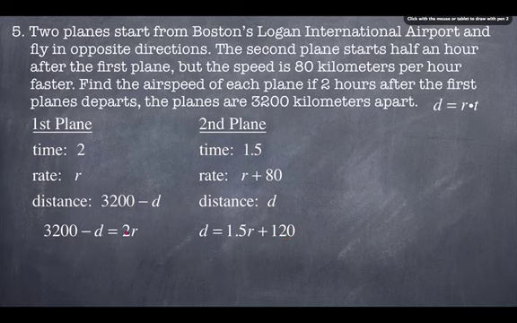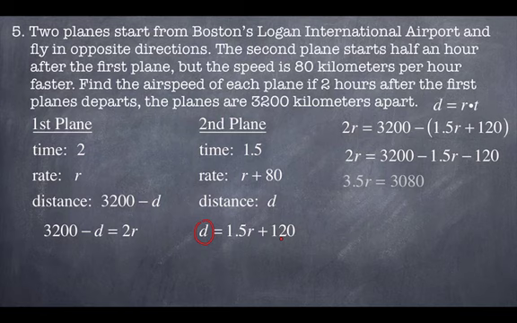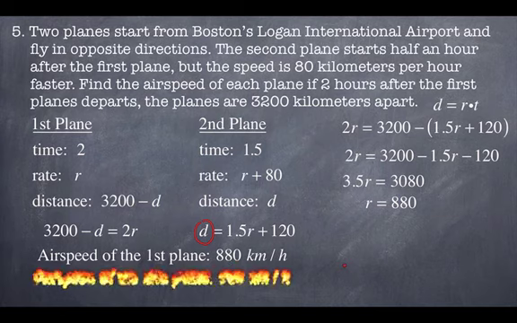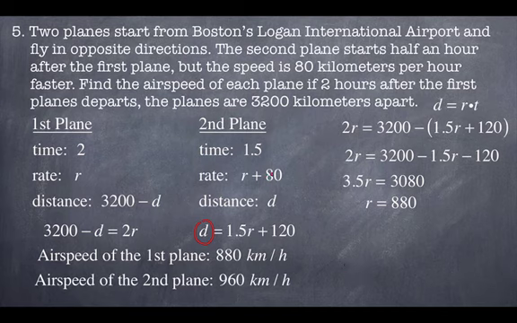At this point, these are my two equations. I'm going to take this d and plug it in here. I get 2r equals 3,200 minus this d. Distribute. You should be able to follow the algebra here. I get r is equal to 880. So this is the airspeed of the first plane, 880 kilometers per hour. The airspeed of the second plane is 80 more, so that's how I end up with 960 kilometers per hour.